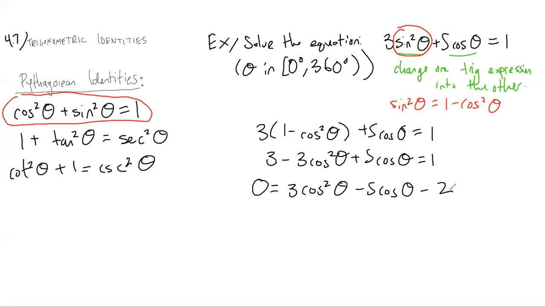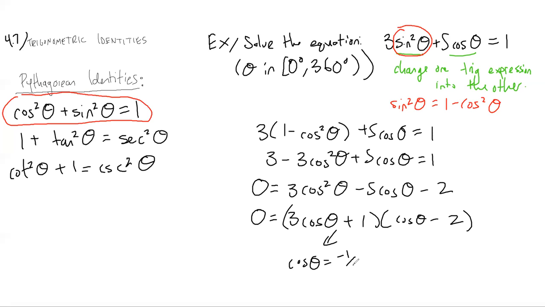I have chosen this thing to be factorable. So I should get, let's say, 3 cos theta, and I think that's going to be, let's see, I need a 1 and a 2 here. So I think that's going to be a plus 1, and then cos theta minus 2. And that should give me the minus 5 in the middle. So I have cos theta is negative 1/3, and cos theta is 2, which should get rejected because it's outside of the range for cosine. So cos theta is negative 1/3. We should be able to solve this one.